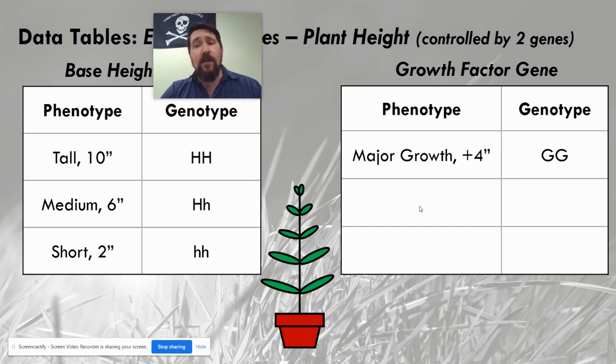But if it's heterozygous for that genotype, it's going to have minor growth. It's only going to add 2 inches, big G, little g. So we could get a 12-inch plant, an 8-inch plant, or a 4-inch plant.